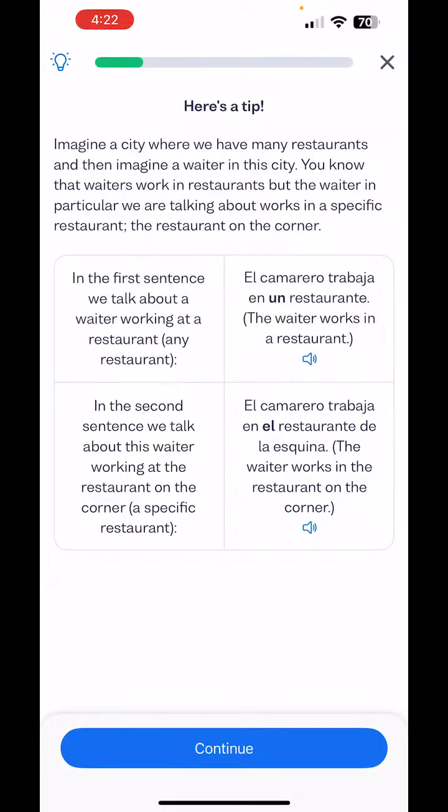Okay. Imagine a city where we have many restaurants, and then imagine a waiter in this city. You know that the waiters work in restaurants, but the waiter in particular we are talking about works in a specific restaurant, the restaurant on the corner. In the first sentence, we talk about a waiter working at a restaurant, any restaurant. El camarero trabaja en un restaurante, any restaurant. The second sentence, we talk about this waiter working at a restaurant on the corner, a specific restaurant. El camarero trabaja en el restaurante de la esquina. Okay.